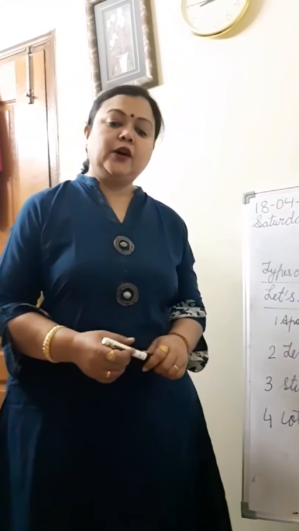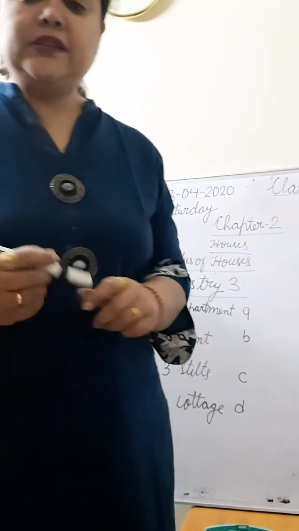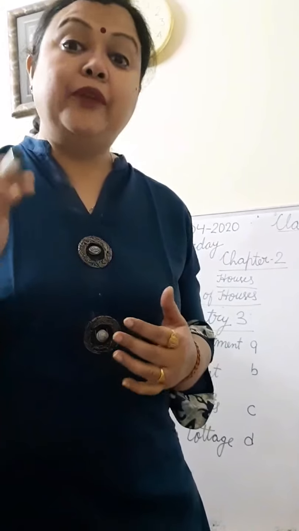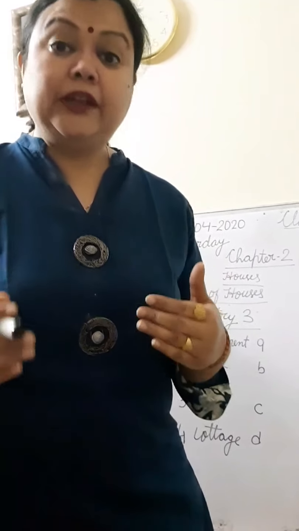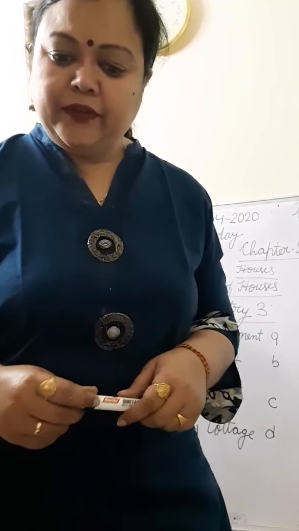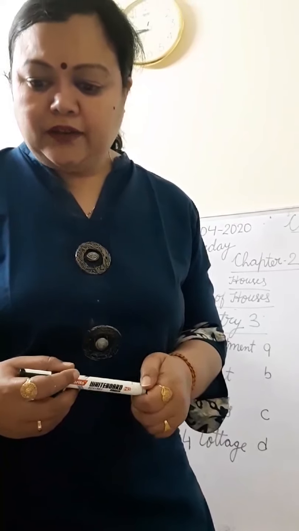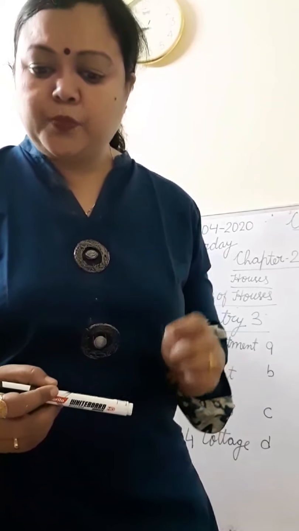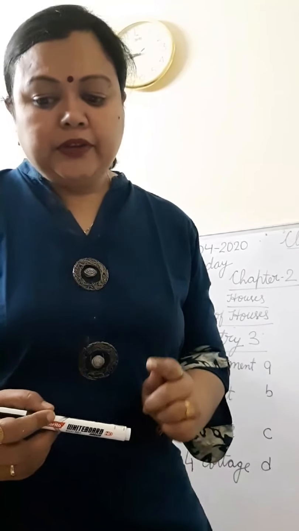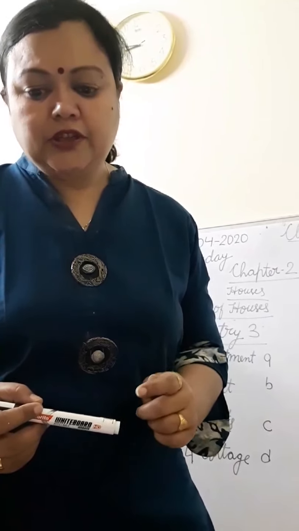Now we will come to let's try 3. I will read the question. Please listen carefully, and when you are doing it, you will also read very carefully. अच्छे से पढ़ के समझ के फिर काम करना है. ठीक है. Look at the pictures given below and identify the type of houses and write their names in the space provided below each image. Then read the given situations and match them with the pictures.